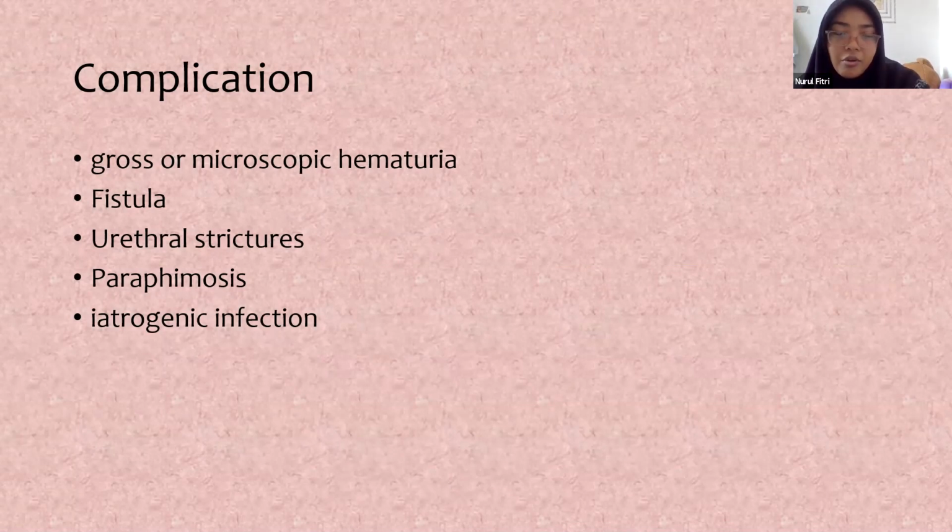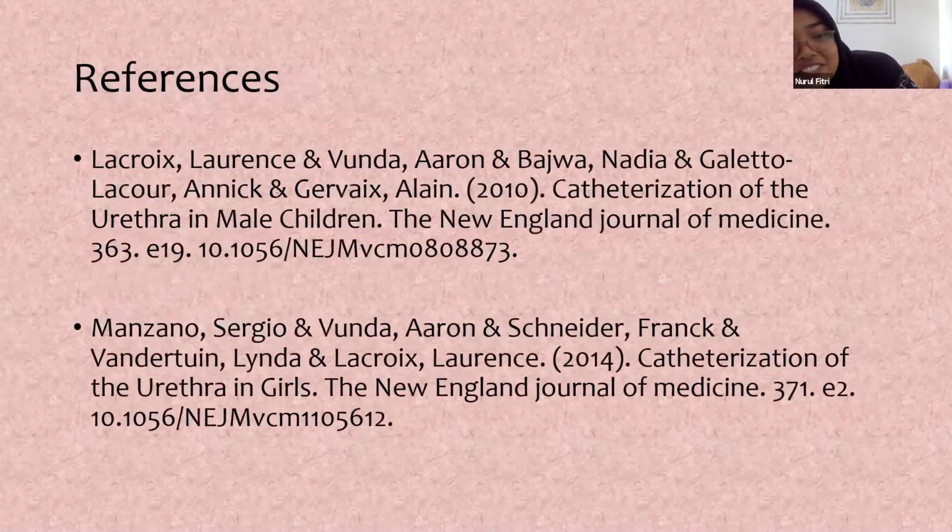Because in males, before we insert the catheter into the urethral meatus, first we must retract the foreskin. But after that, we must replace the foreskin back, or it can cause this complication, which is paraphimosis. And then the other complication is iatrogenic infection due to inadequate aseptic procedure. Okay, that's all for urethral catheterization. Any questions?